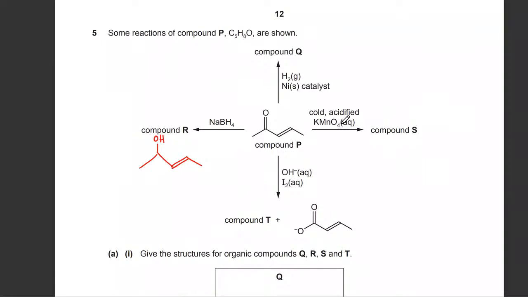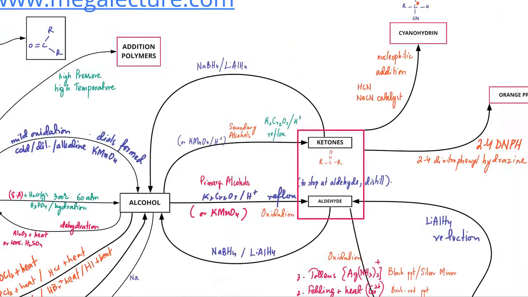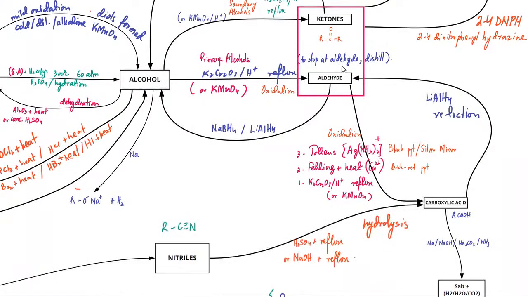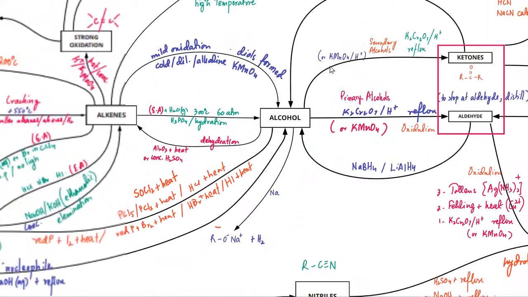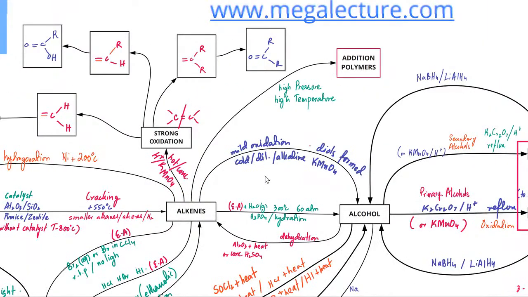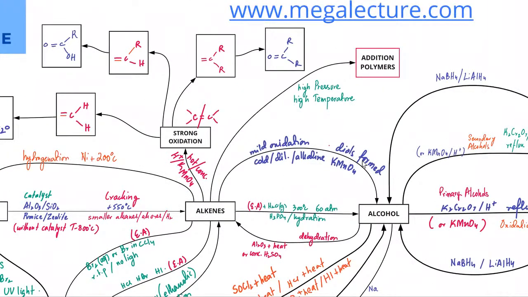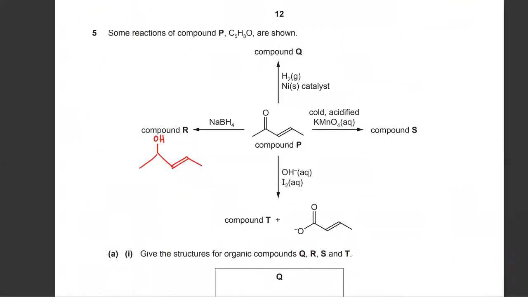Then this KMnO4 oxidation, cold KMnO4. Ketones are not oxidized. If you look at the chart, ketones have no further oxidation. Aldehydes get oxidized but not ketones. But there is an alkene, so when you do mild oxidation, cold dilute alkaline KMnO4, what happens to alkenes? Diols. They turn into diols. So everything else stays the same, nothing should happen to the ketone. This double bond will go away, and OH will be added in place of the double bond on both carbon atoms.